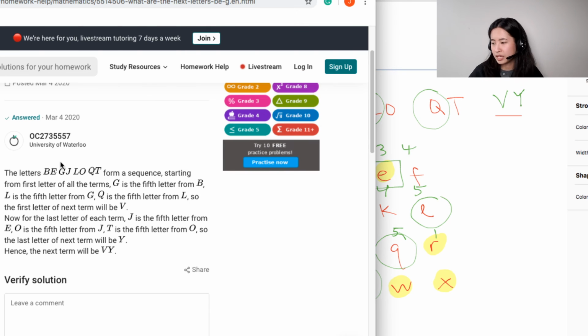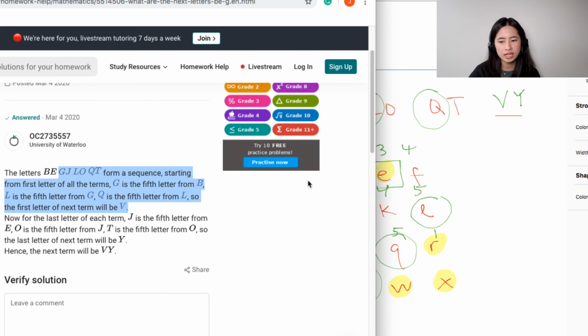The letters B, E, G, J, L, O, Q, T form a sequence starting from the first letter of all the terms. G is the fifth letter from B, that's right. L is the fifth letter from G. Q is the fifth letter from L. So the first letter of the next term will be V. Okay, this is right. First paragraph is correct. Second, now for the last letter of each term, J is the fifth letter from E. O is the fifth letter from J, and T is the fifth letter from O. So the last letter of the next term would be Y.